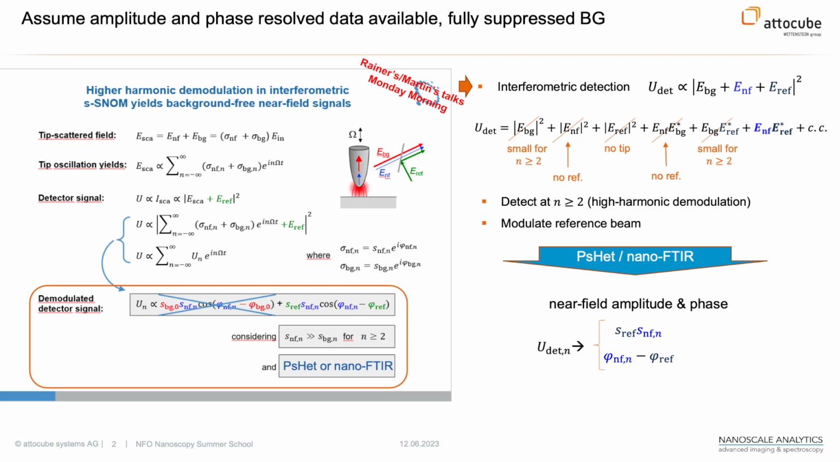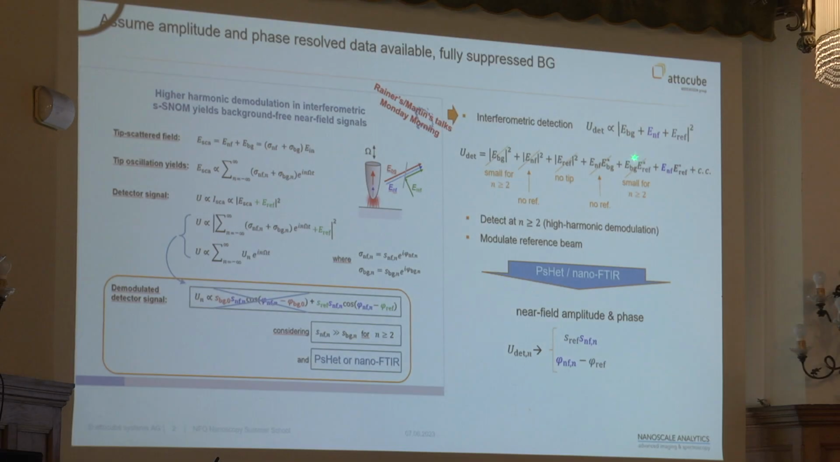There are several methods you can utilize. Two of them were extensively discussed: PSHet and nano-FTIR. The idea of interferometric detection is that the signal measured by a detector is a sum of the background, the near field, and the reference. The reference is important. The detector always measures the intensity, so it's not the sum of fields here, but its absolute square.